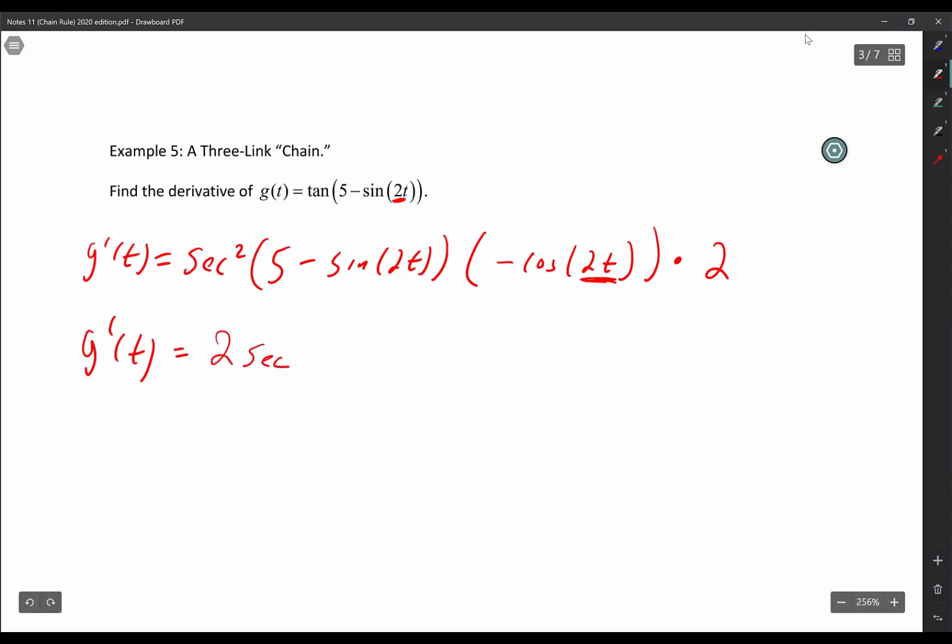Negative 2 secant squared of 5 minus sine of 2t, times cosine of 2t. Done.